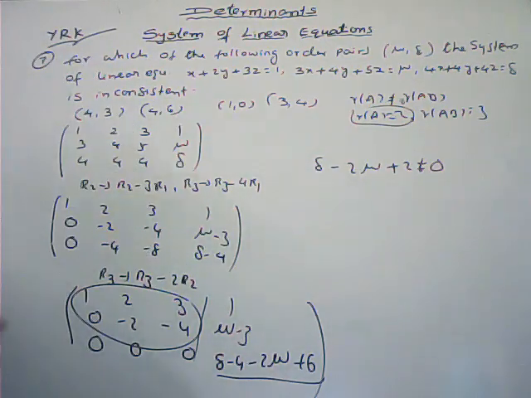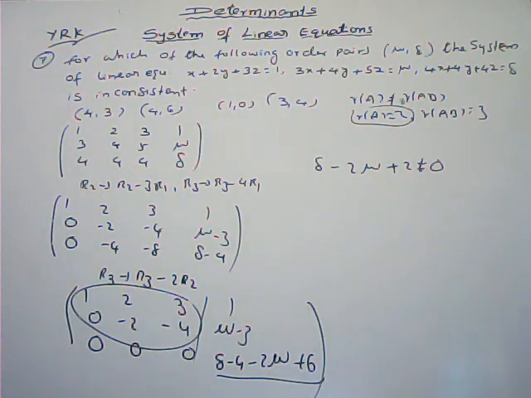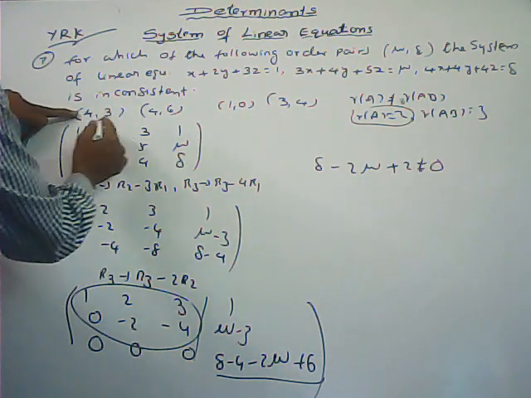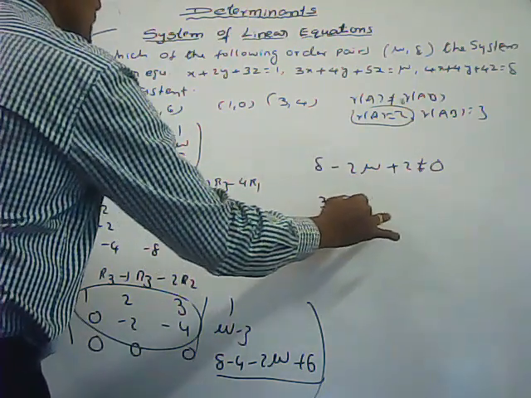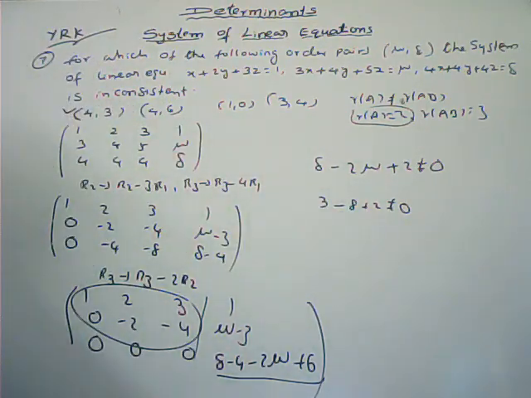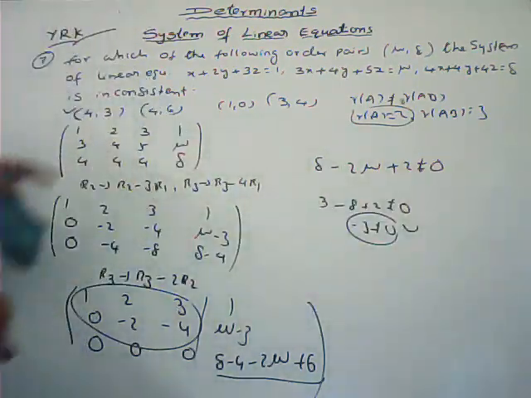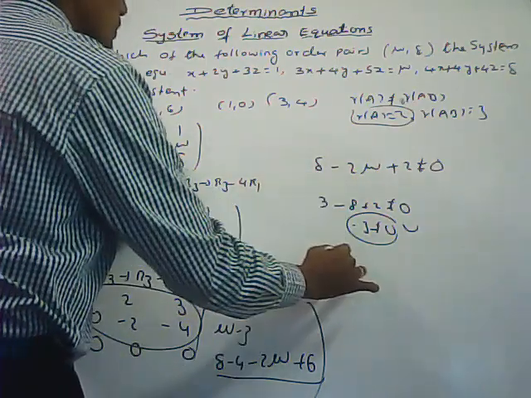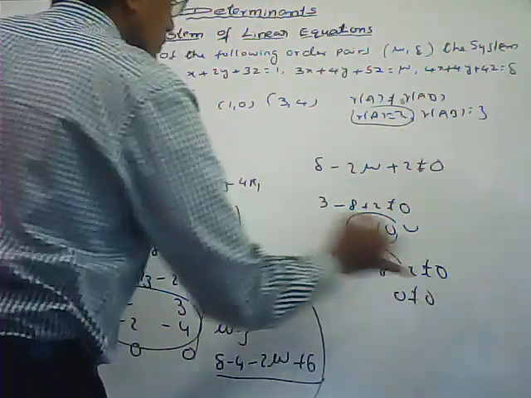So here you can verify the options. Whichever satisfies not equal to 0 is the correct option. Mu value 4, delta value 3: 3 minus 8 plus 2 is minus 3, which is not equal to 0. Satisfied. If I put 4 comma 6, delta value 6: 6 minus 8 plus 2 is 0, and 0 is not equal to 0 is a false statement. Not satisfying.